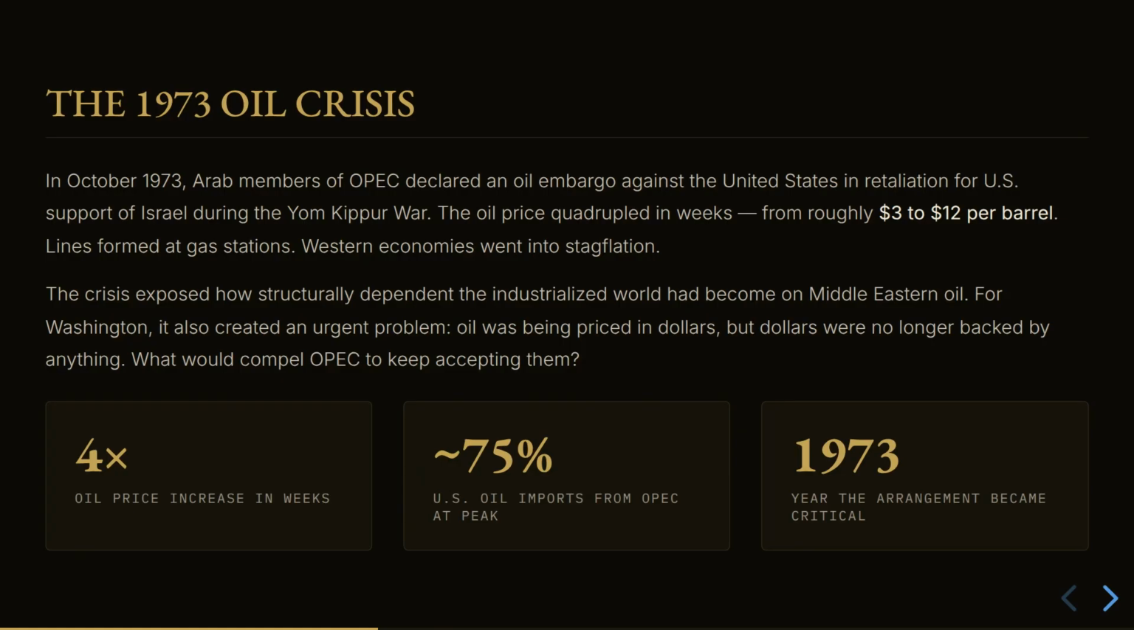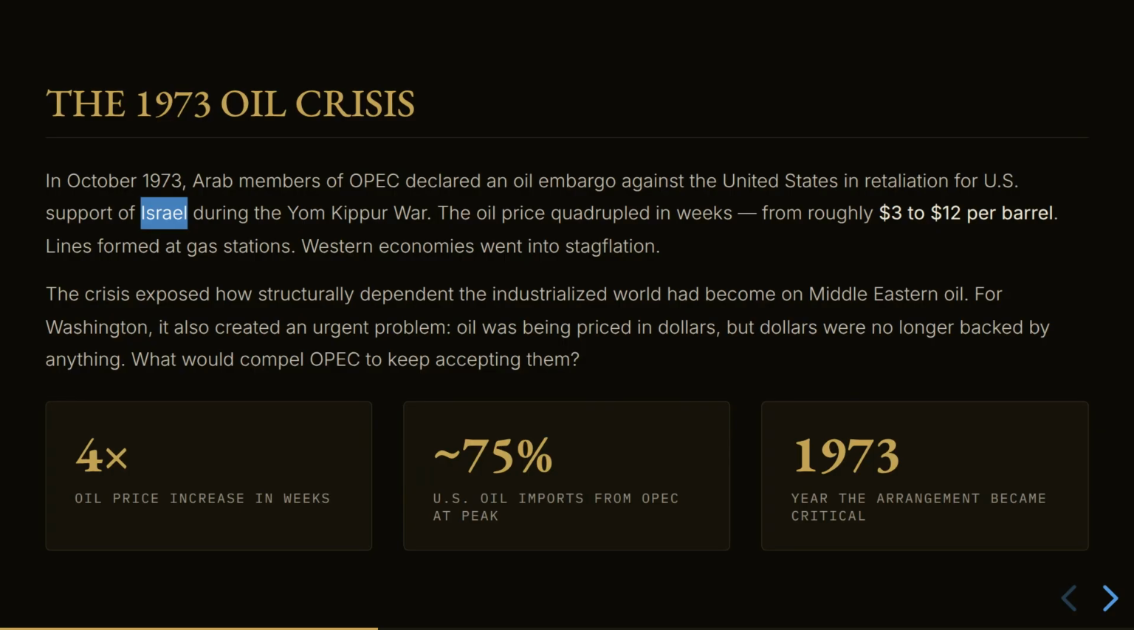In October 1973, Arab members of OPEC declared an oil embargo against the United States in retaliation for U.S. support of Israel during the Yom Kippur War. Israel, once again. The oil price quadrupled in weeks, from roughly $3 to $12 per barrel.